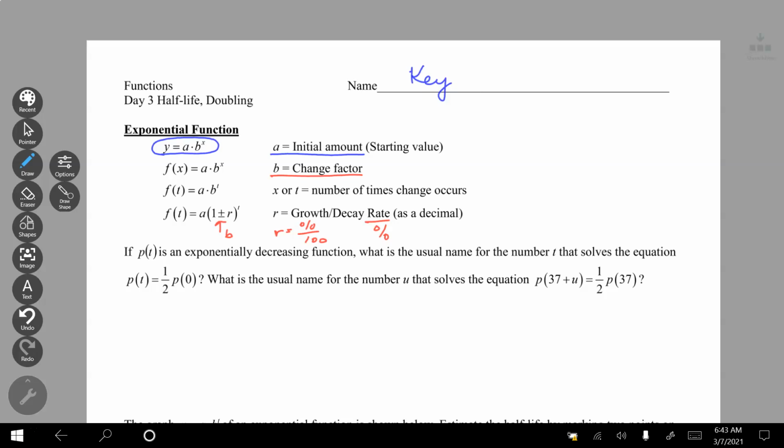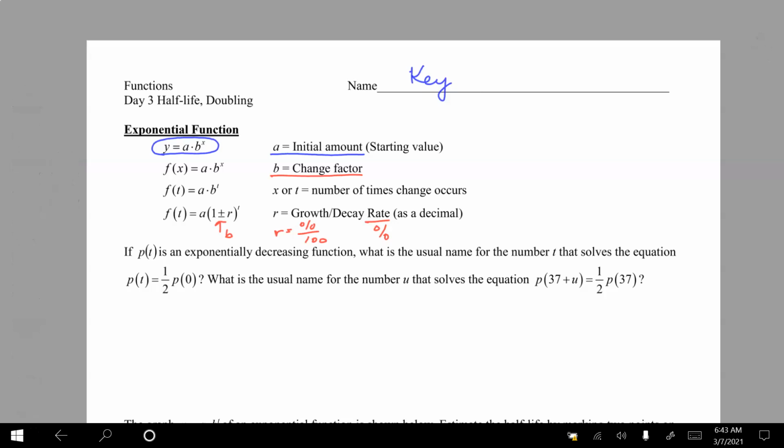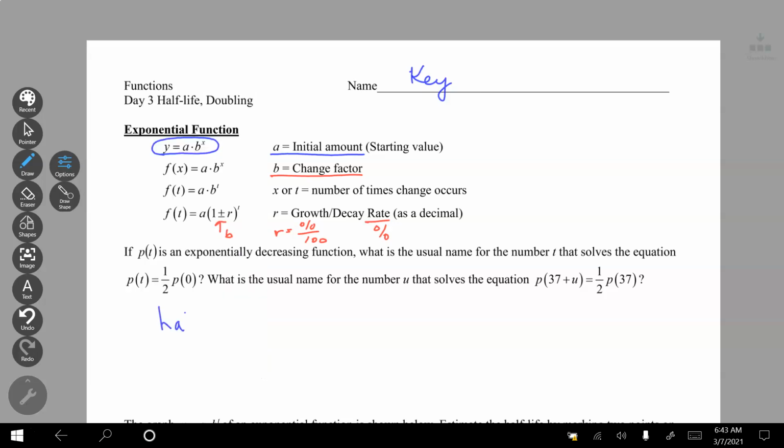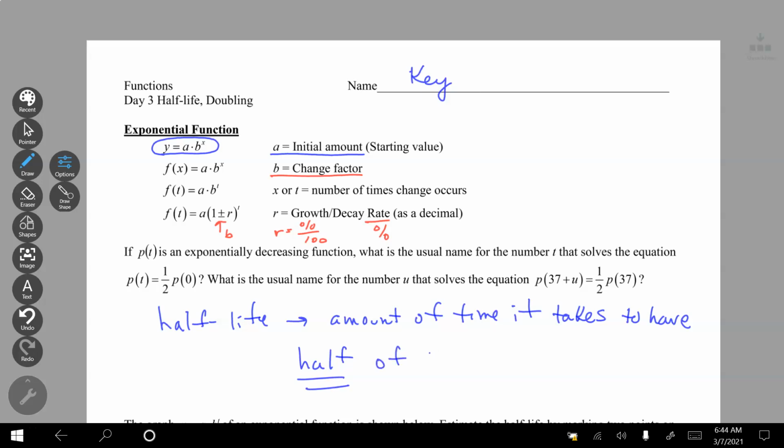So if p of t is an exponential decreasing function, and it has to be decreasing, what is the usual name for the number t that solves the equation that gives me p of t equals half of some initial value, or gives me half of some other value? Well, this is the whole idea of what we call the half-life. The half-life is the amount of time it takes to have half of some previous amount.